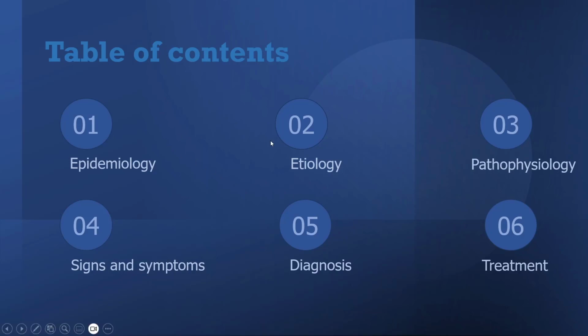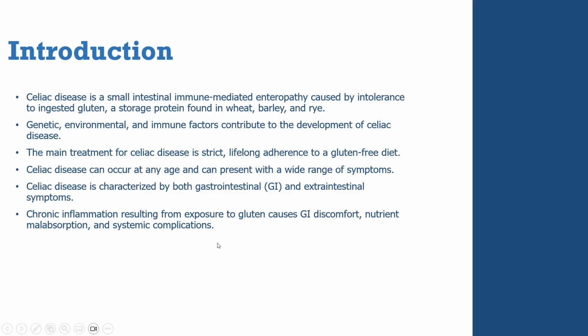Now these are the objectives that I'm going to talk about, but first I will talk about the condition itself. Now celiac disease is a small intestinal immune-mediated enteropathy caused by intolerance to ingested gluten, a storage protein found in wheat, barley, and rye. Genetic, environmental, and immune factors play a role in the development of celiac disease. The main treatment is strict, lifelong adherence to a gluten-free diet.